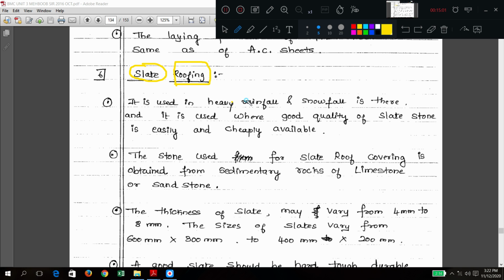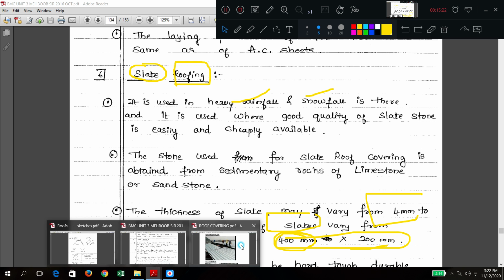So wherever heavy rainfall or snowfall is there, you generally use the slate. So how does it actually appear? It is in the form of thin tiles, maybe thin slabs. Their dimensions are given. Okay, don't worry about the dimension. Dimension will change. This dimension is given in the textbook. That is why it is like this. But actually inside you can vary the thing.